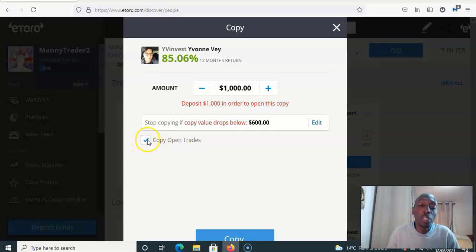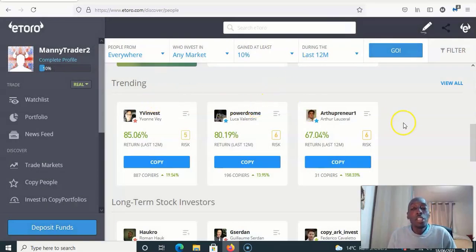But I do know that when you take this copy open trades option off, it takes a lot longer and it's a lot more difficult to get allocated to the person. So you do have to know that. You also have to know that some of your funds are going to be allocated to open trades from the get-go, so you just have to be a little bit mindful of that. The other way, without this, does take a lot longer to get allocated to a person. So you can go through them.